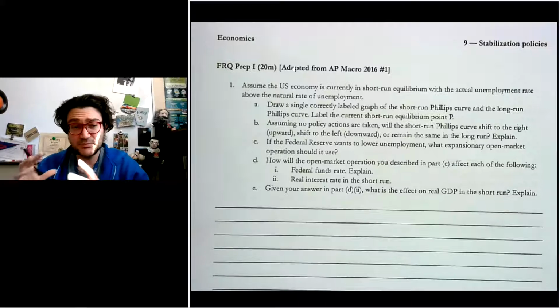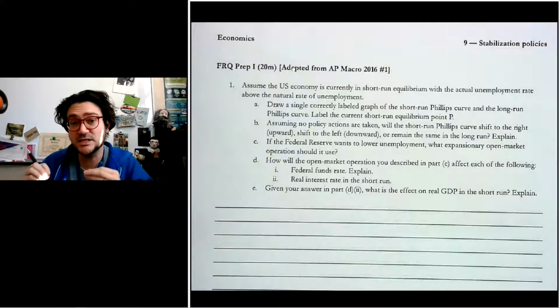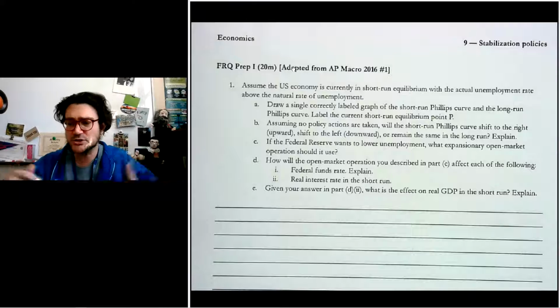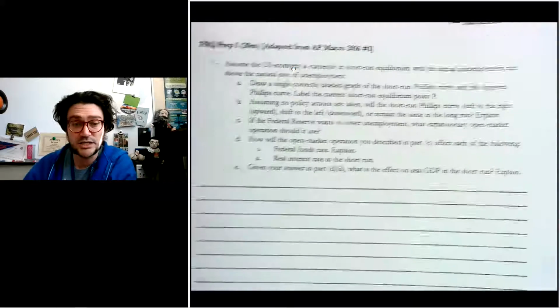This unit is, as I said multiple times, really just putting all the pieces together. So the FRQ preps in this unit are very helpful for you as you're starting to get ready for the AP test. I think I did 4 of them, so I hope that you get a chance to take a look at some of these.